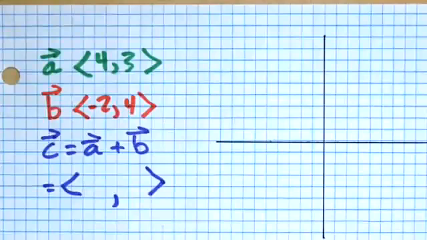I recommend that you color code them, and then I'm going to challenge you right now to see if you can go ahead and find C for me. I'm defining C to be those 2 vectors added together. We talked about how to add vectors when we met on Monday. Let me know if you need a hint with that.